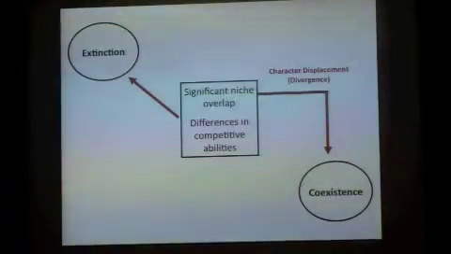So originally, when we were thinking about this, it didn't make a lot of sense to me. If you have some species with significant niche overlap and some difference in their competitive ability, niche theory suggests there should be two potential outcomes: either extinction, or some level of character displacement where species partition the niche, and that leads to coexistence.